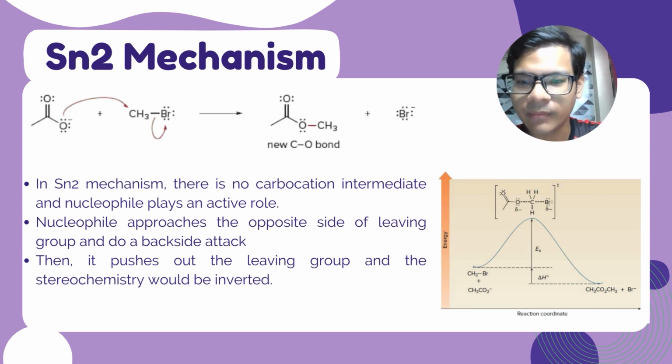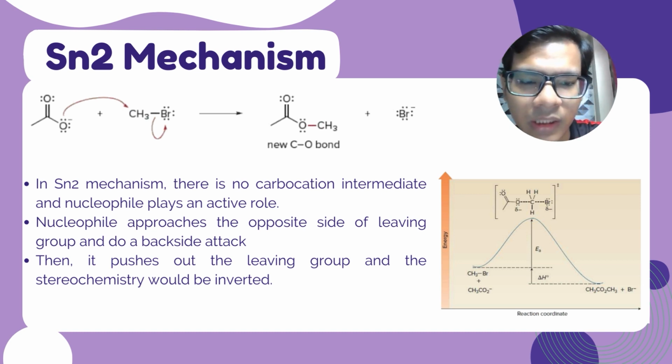Bromomethane reacts with acetate. The bromide ion in this compound will act as the leaving group and acetate will act as the nucleophile. In SN2 mechanism, there is no carbocation intermediate, and the nucleophile plays a much more active role in this reaction. The nucleophile, which is acetate, approaches the opposite side of the leaving group and does a backside attack. Then it pushes out the leaving group and the stereochemistry of the compound is inverted. So we can see the methyl acetate form.